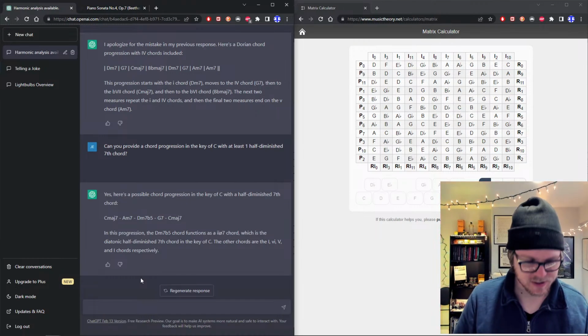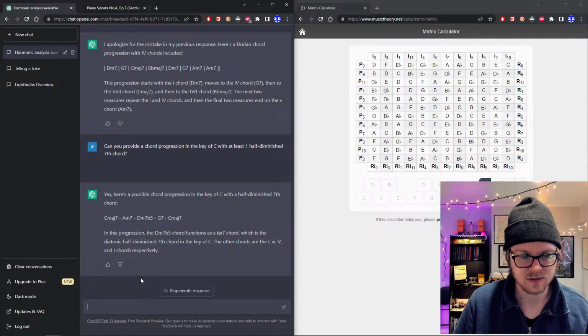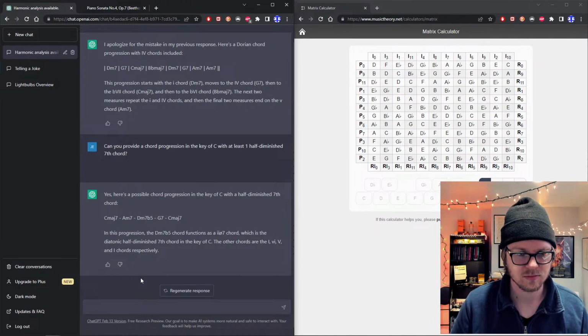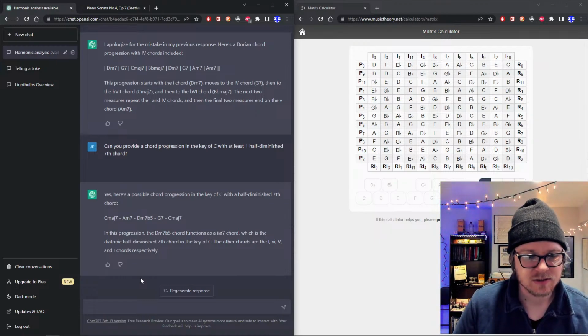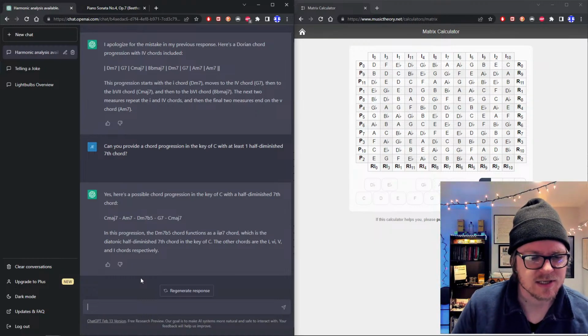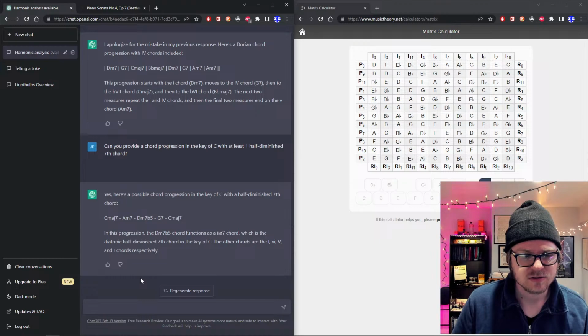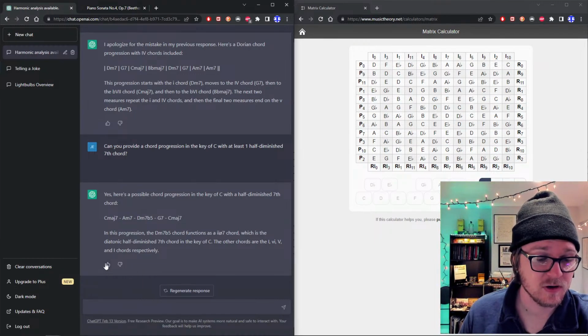Okay. It still looks very jazzy. Okay. That's fine. I like that. It functions as a... It does, which is the diatonic half diminished. I've never heard it being called a diatonic half diminished. It's just a half diminished seventh chord in the key of C. The other chords are 1, 6. That's true. And then 5, 7, and then 1. Okay, so that is true. Very good.